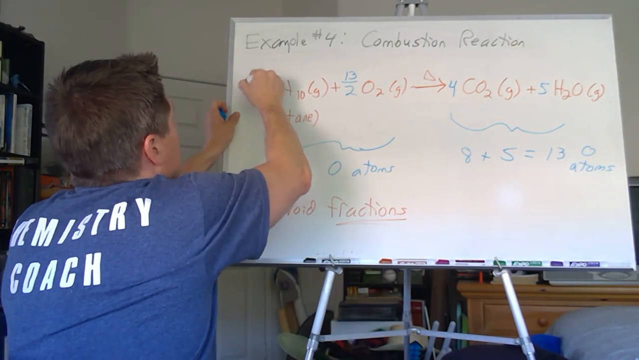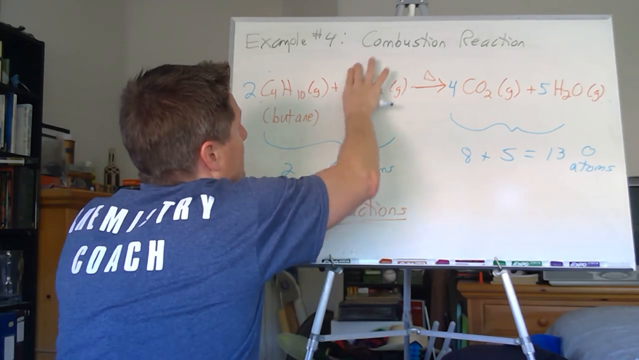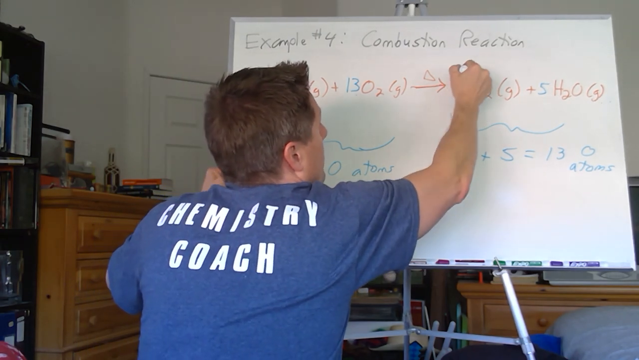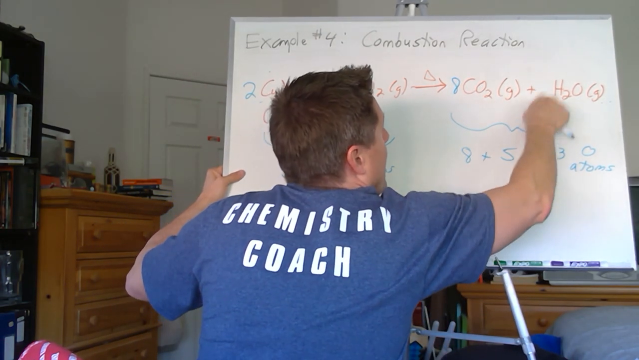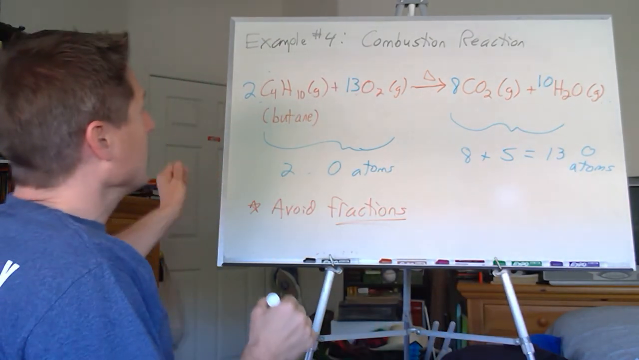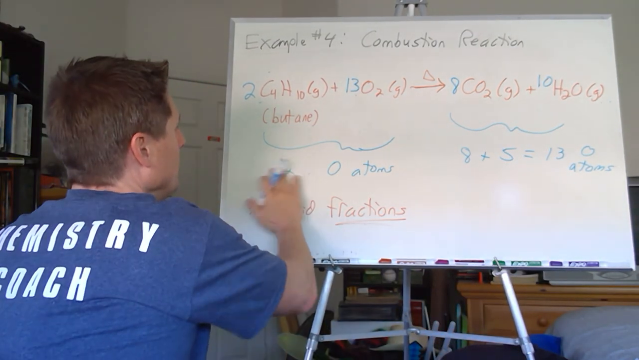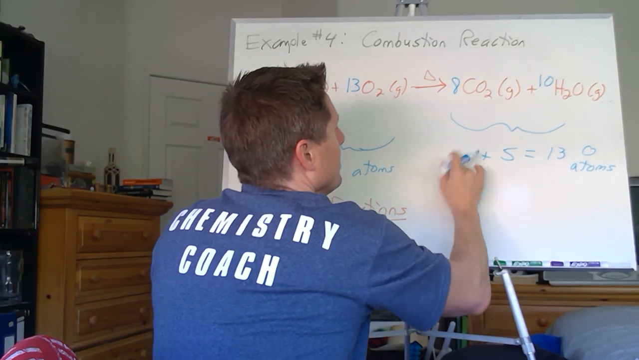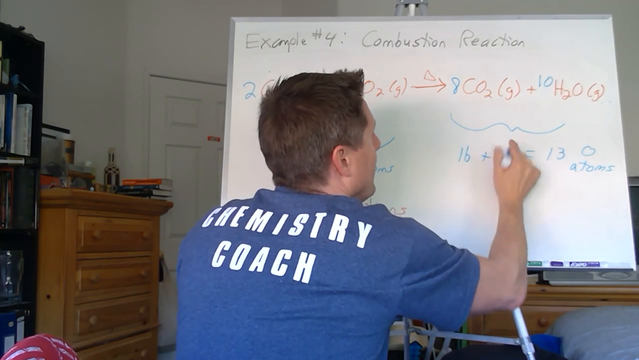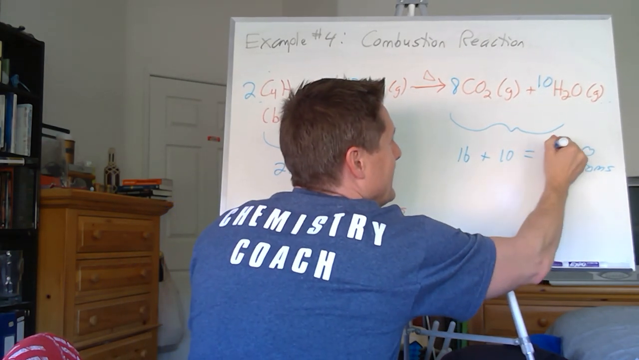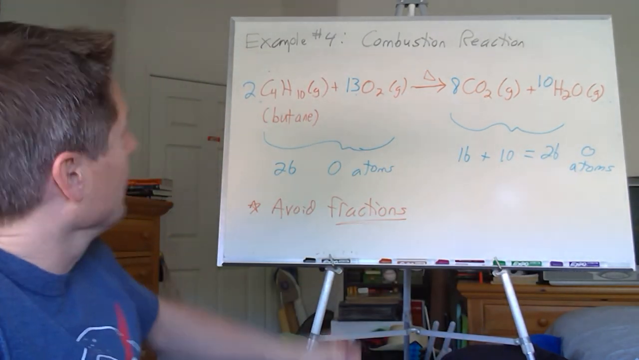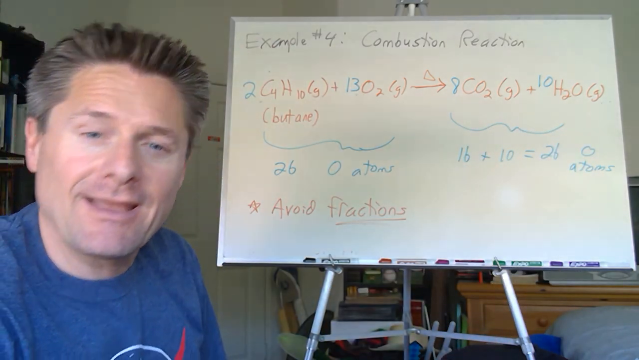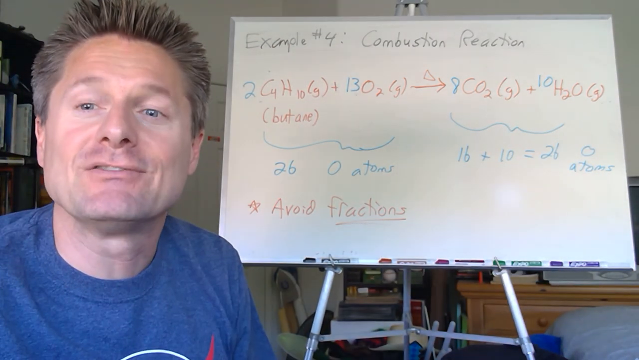So now, 2 times 1 is 2, 2 times 13 halves is 13, 2 times 4 is 8, 2 times 5 is 10. So now I have 13 times 2 is 26 oxygen atoms. 8 times 2 is 16, 10 times 1 is 10, 16 plus 10 is 26 oxygens on each side, 8 carbons, 20 hydrogens. Do you see that nice little trick there? You can balance things. You guys got it.